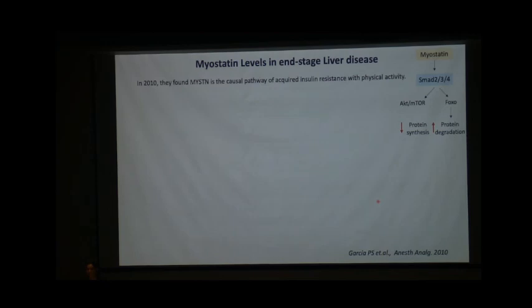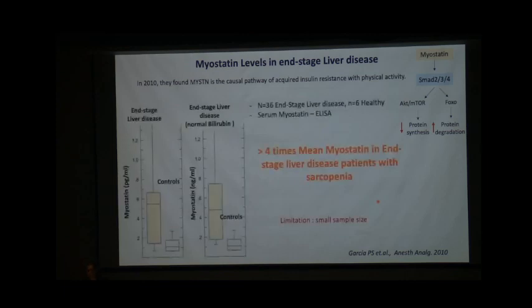First, let's talk about myostatin, because this was the first myokine to be identified. In 2010, they found that myostatin is a causal pathway of acquired insulin resistance in physical inactivity. At the same time, there was a group by Garcia et al. in 2010 itself. They took 36 end-stage liver disease patients and compared them with healthy controls, and found more than four times higher myostatin levels in the plasma of liver disease patients with sarcopenia.